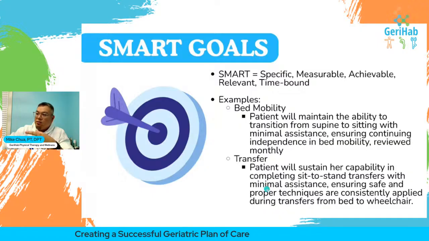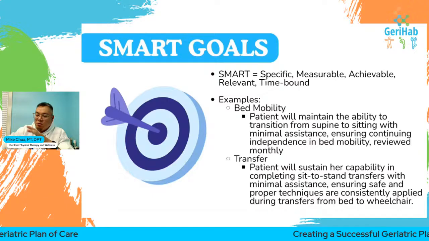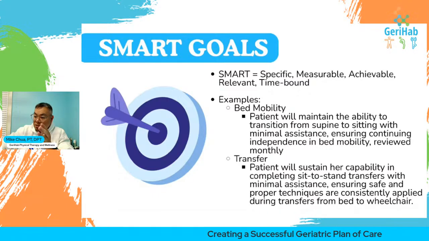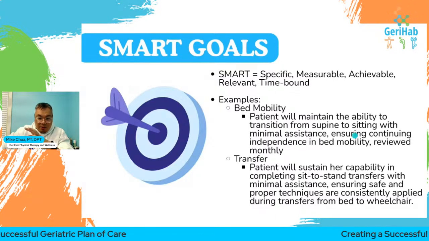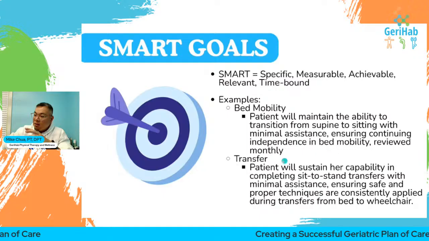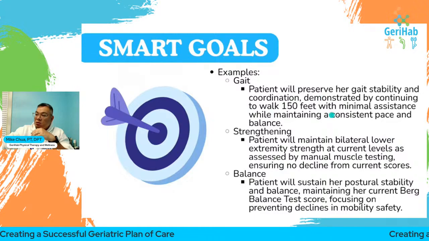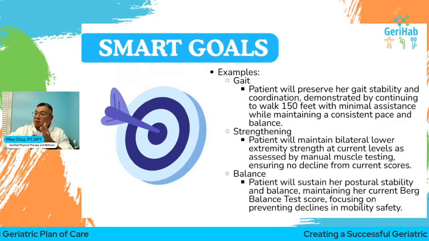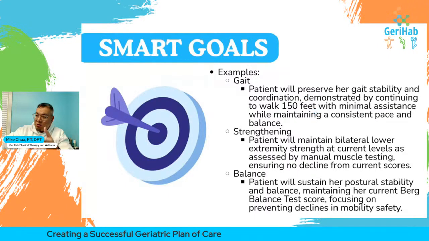And same thing with the transfers. Patient will sustain her capability in completing sit-to-stand transfer with minimal assistance, ensuring safe and proper techniques are consistently applied during transfers from bed to wheelchair, right? So you are maintaining or sustaining that patient's functional mobility. Okay. On the gait, patient will preserve her gait stability and coordination by continuing to walk 150 feet with minimal assistance while maintaining consistent pace and balance.